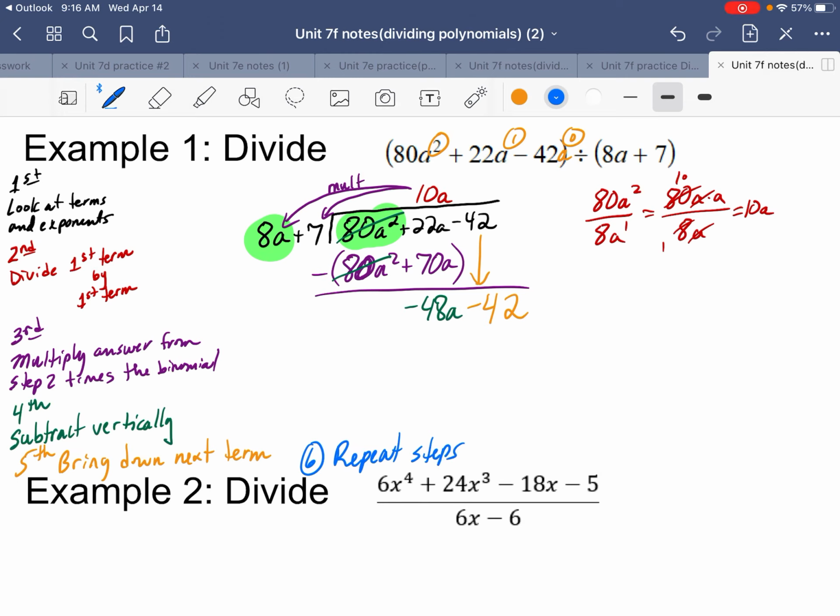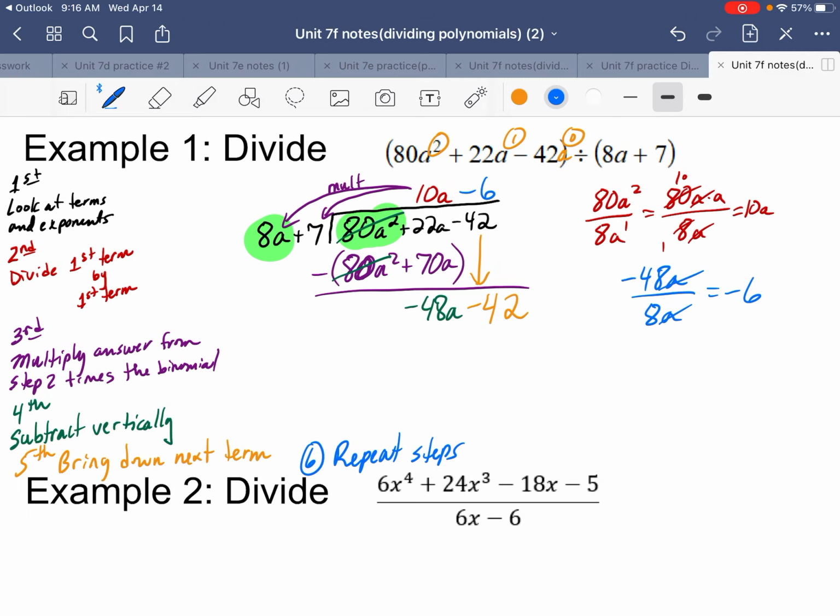steps. So we take the first term divided by first term, so negative 48a divided by 8a. So again, you can do this off to the side if that helps. The a's will simplify, so there'll be no a's in our answer. And negative 48 divided by 8 is negative 6. So this will be negative 6.